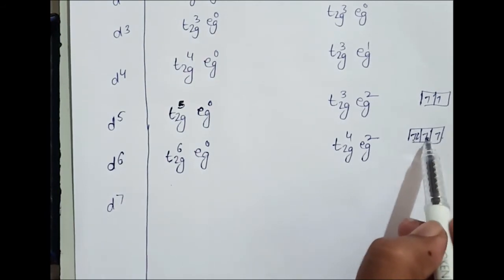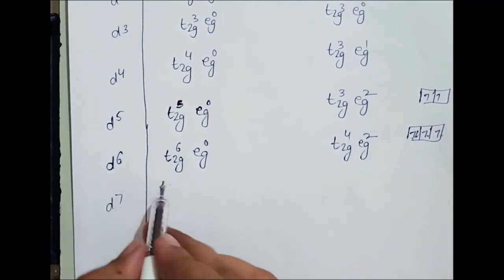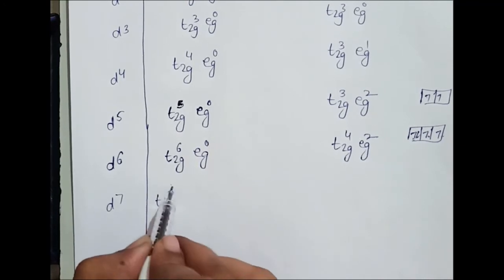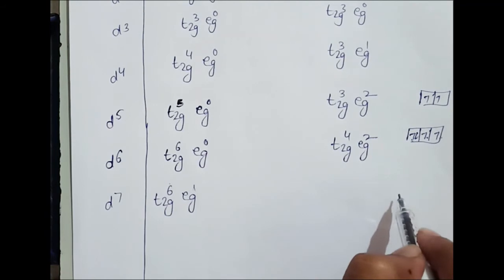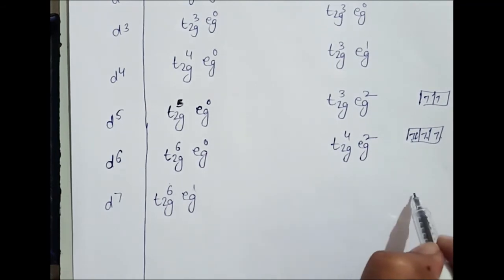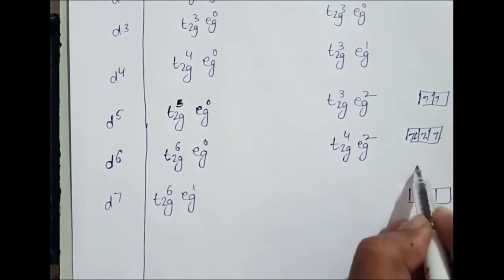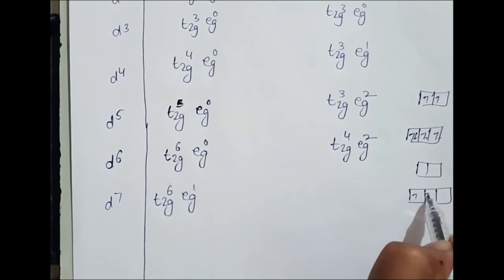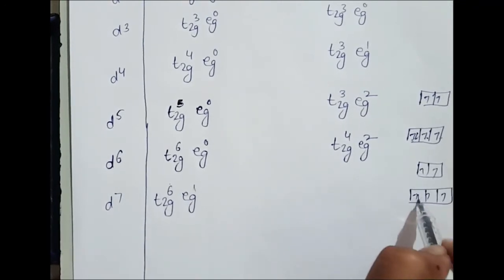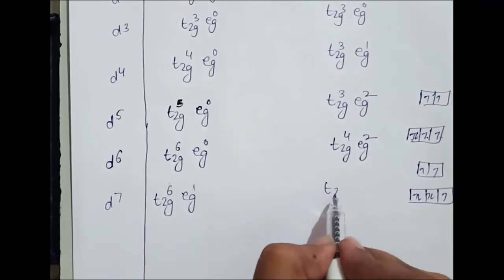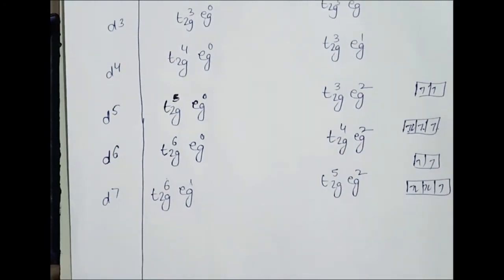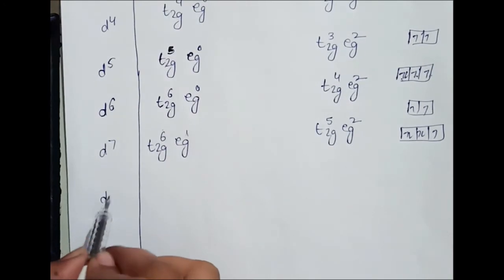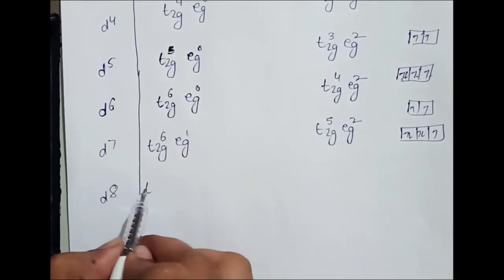1, 2, 3, 4, 5, 6, the 7th electron will come in the Eg level. So you can say T2G6 Eg1. And here you tell me what will come. 7 electrons, what will you write? 1, 2, 3, 4, 5, 6, 7. So it will be T2G5 Eg2.